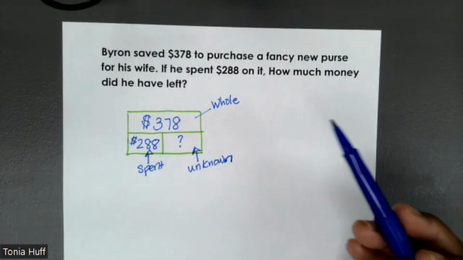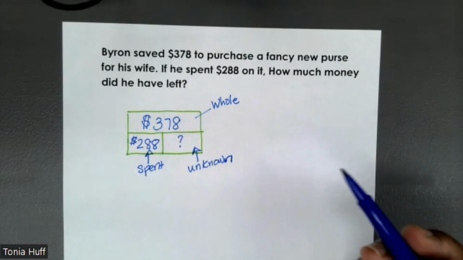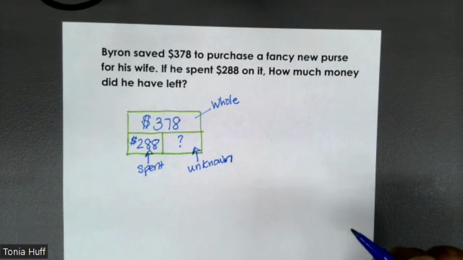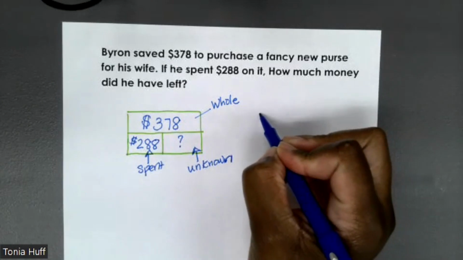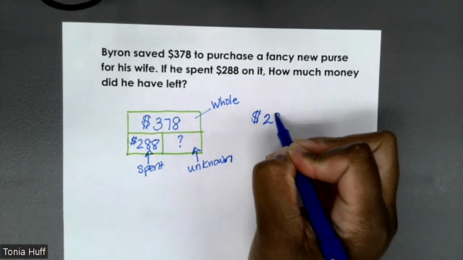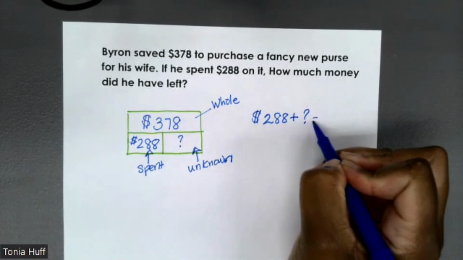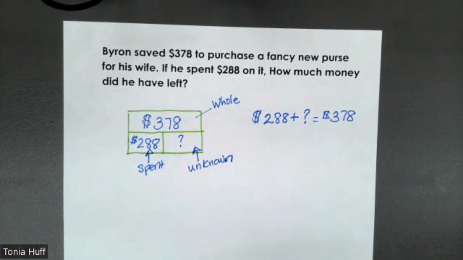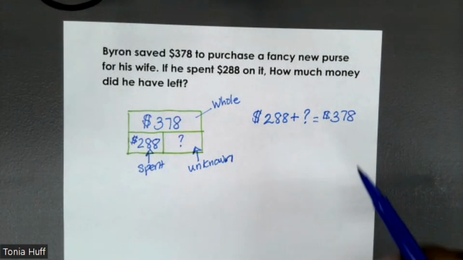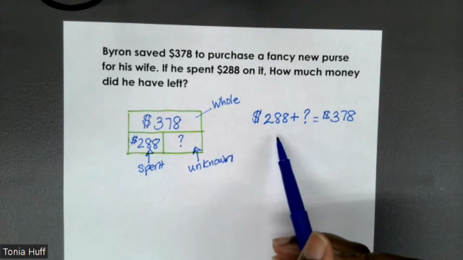I can write an equation to represent this situation. So one way that I can think about this scenario is by using think addition to help me find the difference between 288 and 378. So I'm going to write my equation as 288 plus the unknown, my question mark, is going to equal 378. So I will use my question mark again to represent what the unknown is. That's the amount I don't know. And I just know that I need to figure out the difference between these two numbers.